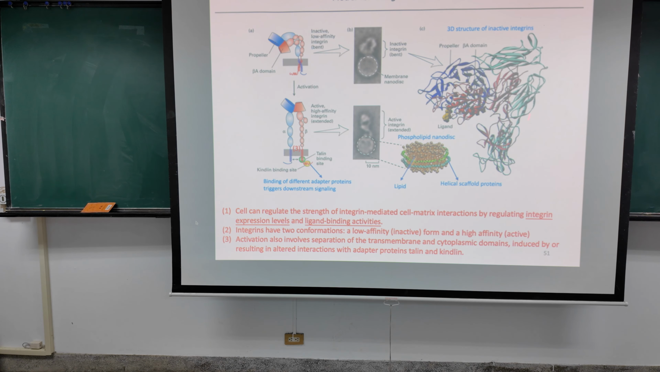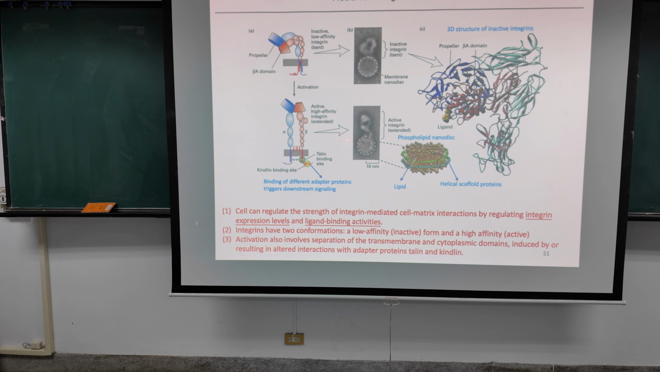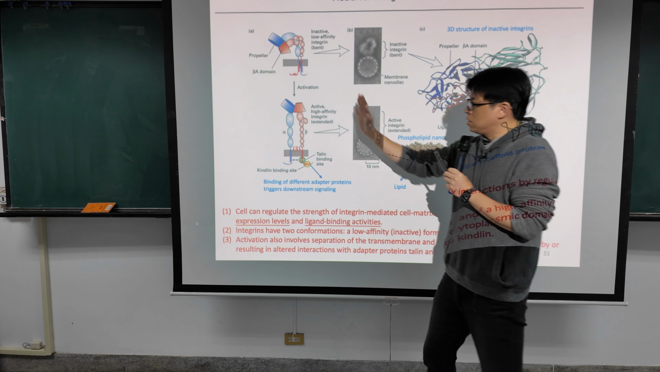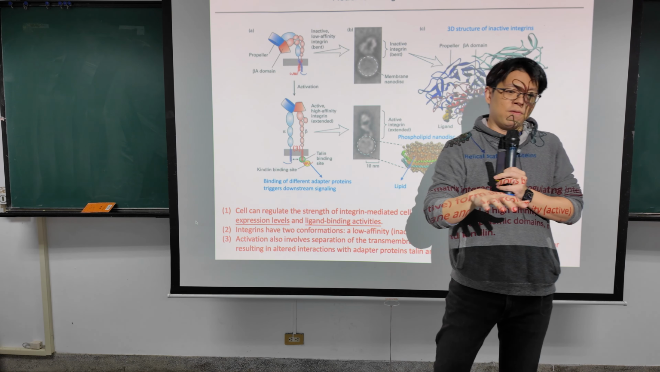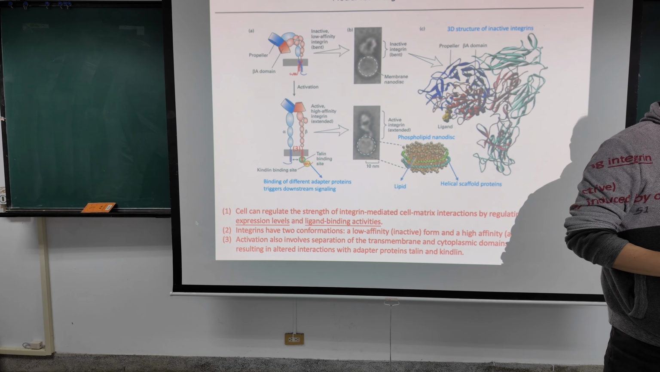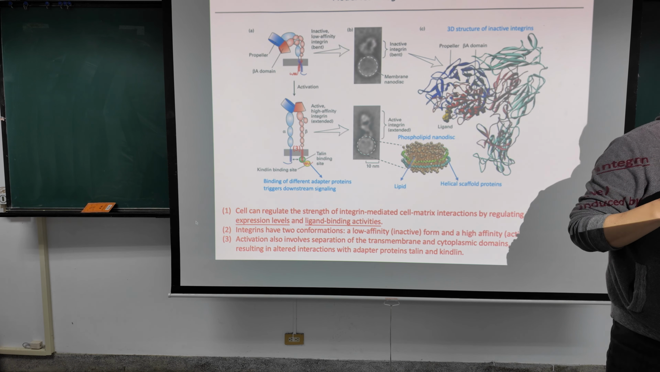So this is the bent structure, but you can see it. But once you activate it, you will see those extension patterns. So by this extension and bending, they can activate the new adhesion site and inactivate the old adhesion site to trigger cell migration.